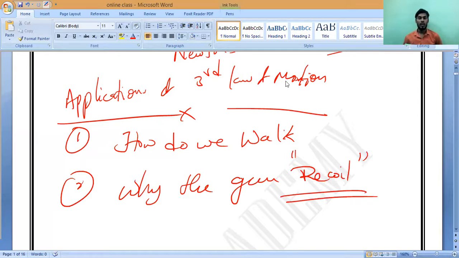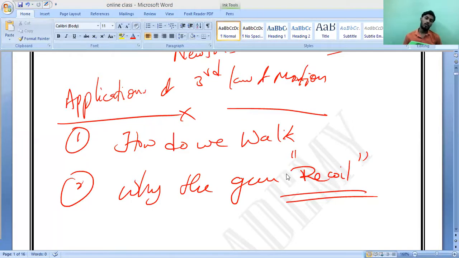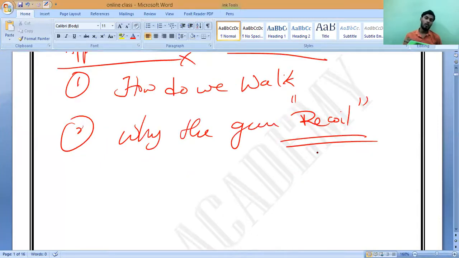When the bullet is fired from the gun, the gun also will travel in the backward motion. That is what we call the recoil, or recoil velocity of the gun. Is it yes or no? Recoil velocity of gun.